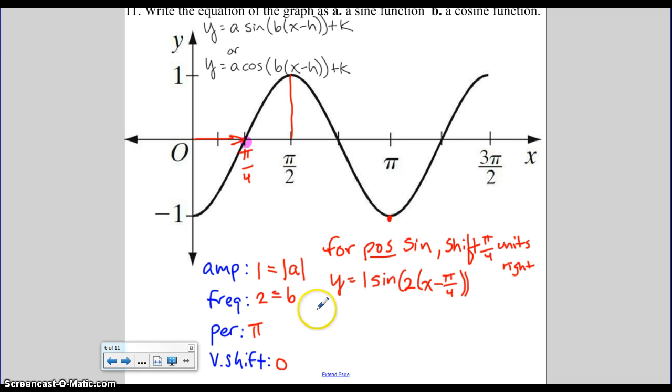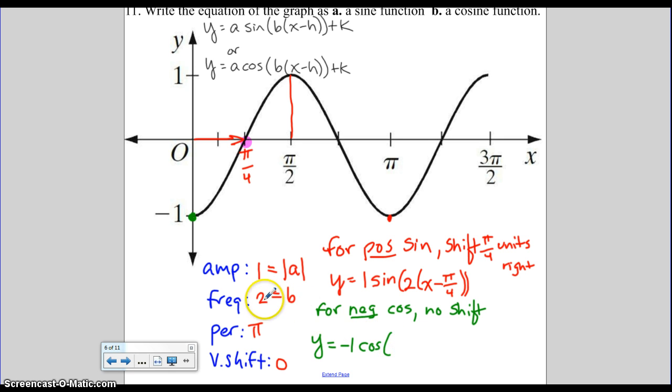Okay, so if I'm doing a cosine graph, I think this looks most like a negative cosine. It's already on the y-axis and it's reflected, so I don't have any shift. So let's say for a negative cosine, no shift involved. Alright, so we said it's going to be y equals, I have my choice, positive or negative 1. It's got to be a negative 1 cosine.